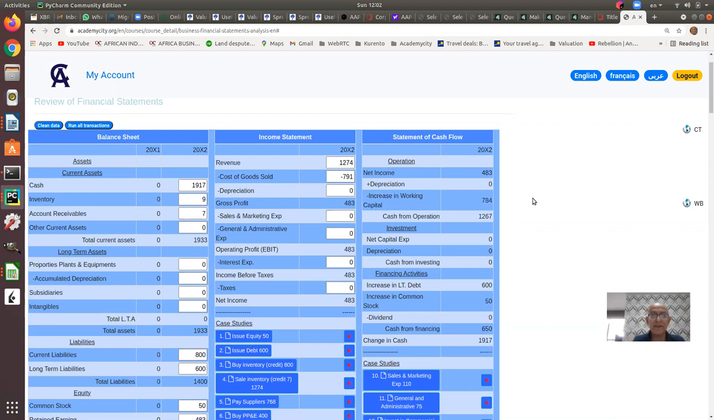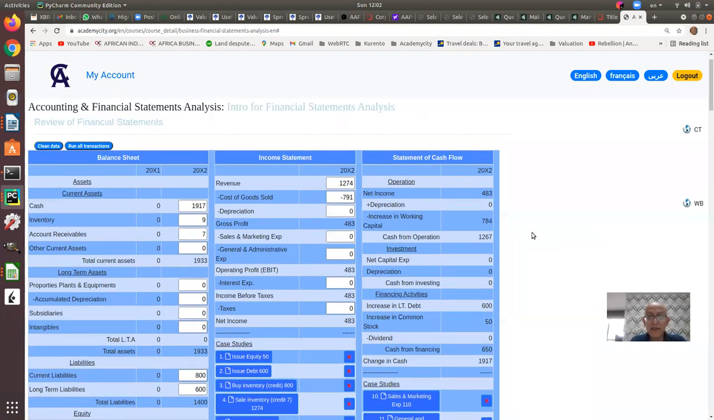Now, this is technical. I want to get the essence of it, so I will not get confused. I can follow the definition and it will always work fine, but you won't get the real understanding. So let's think about it. What really happened? Why did the cash change from zero to 1917? Let's look at that. One, we raised money of 650, 600 plus 50, for financing activities. We had more cash for two reasons. We made a profit of 883, and that profit generated cash.